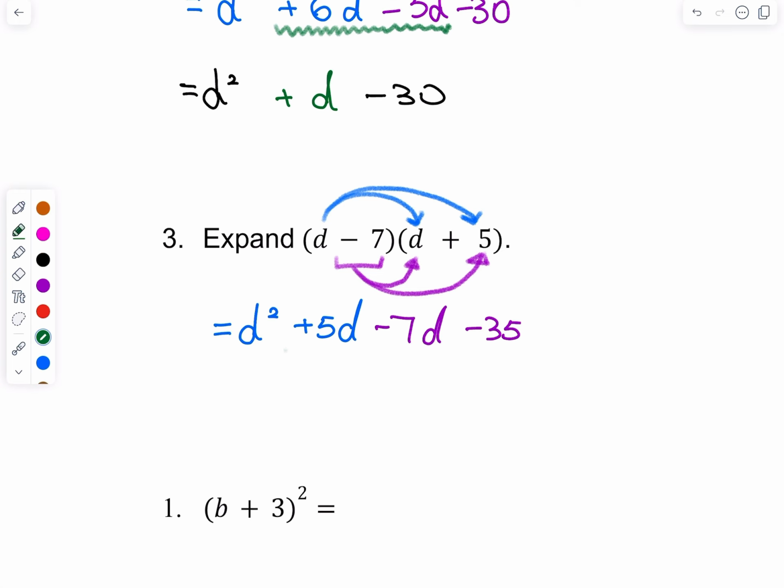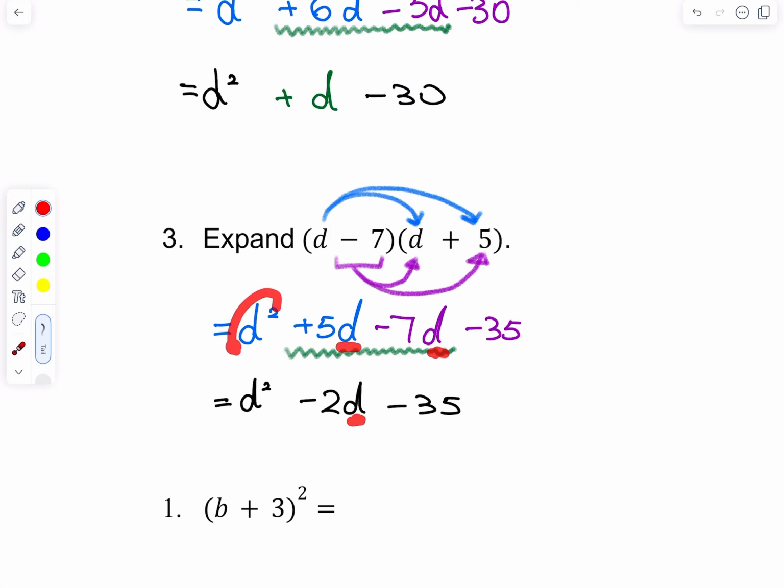We check if there are any like terms. Like terms means they have the same unknowns at the back, or they don't have unknowns. So if these are like terms, you can use the calculator. 5 minus 7, what do you get? From your calculator you should get negative 2D minus 35. Be very careful, these are single D's, so you put single D's there. This was D square, so you also have the square there.